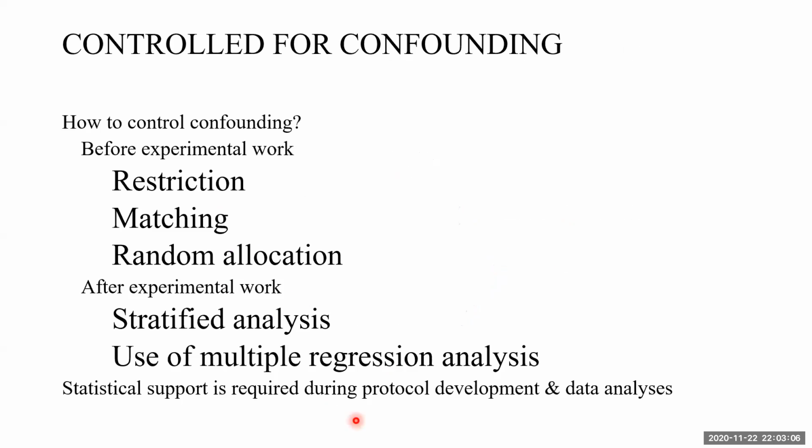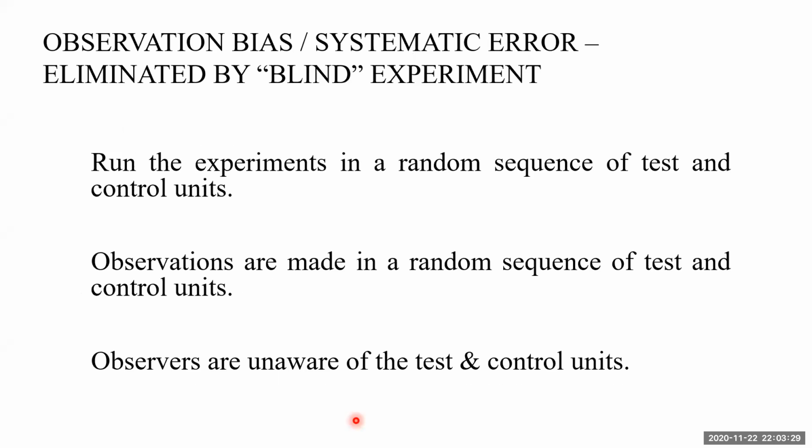How to control confounding factors? Before experimental work, we should have restriction, matching, and random allocation. After experimental work, we should perform our analysis as a stratified analysis or use multiple regression analysis. Statistical support is required during protocol development and data analysis. Observation bias and systematic errors can be eliminated by blind experiments. This is called detection bias.